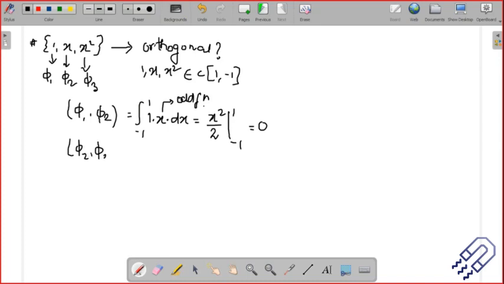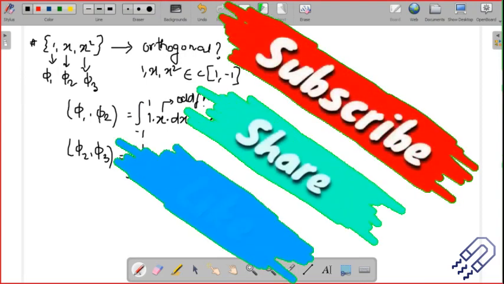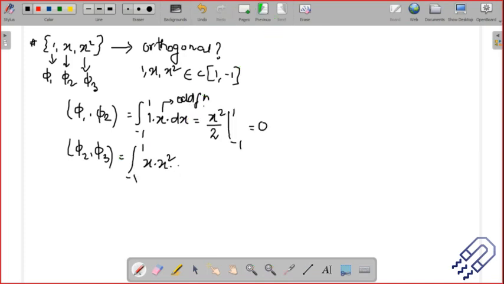And then we have got phi 2, phi 3. Let's see this. Again, minus 1 to 1, and then we have got x, and then we have got x square, and then we have got dx. So this is x cubed. So this is again one odd function, right? So if we just do the sum here, it will be minus 1 to 1. This should be 0 again. So fine with phi 1, phi 2, phi 2, phi 3. Let's take the third set. Phi 1, phi 3.